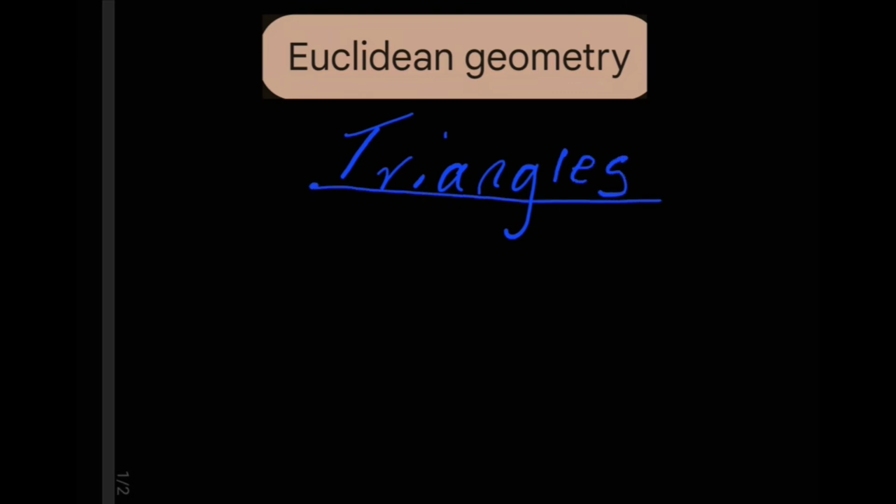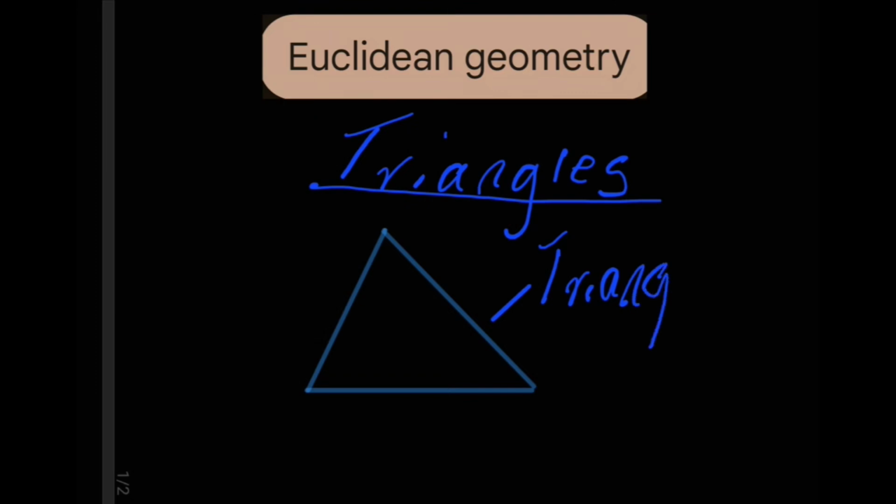So what are triangles? Triangles are when three lines are joined together to form a shape with three sides. So this is the kind of shape that I'm talking about. If you see a shape like this, we would now be talking about a triangle. A triangle.